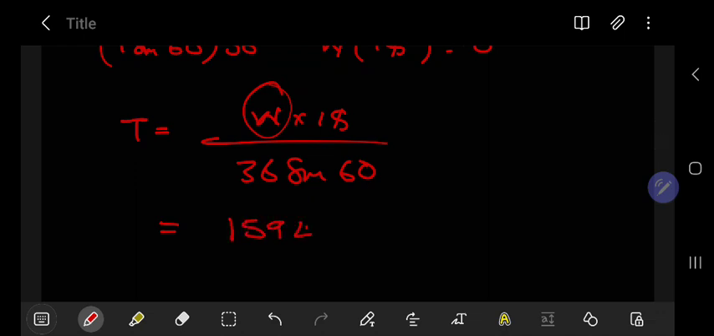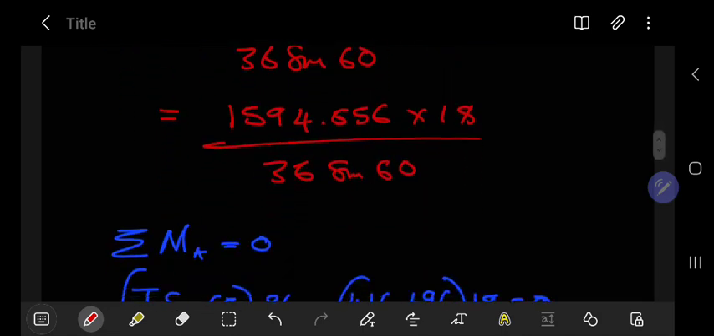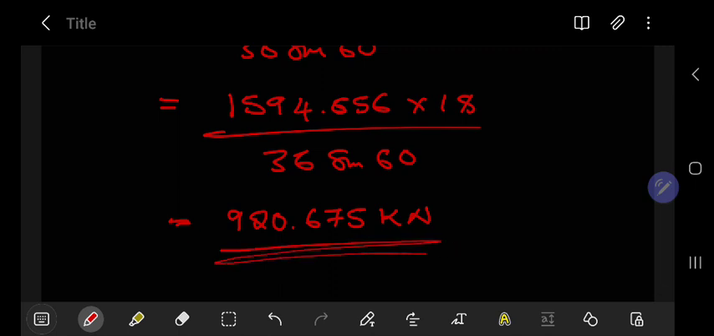So we have 1594.656 times 18 divided by 36 sine 60. Doing this, let's see what we get there. This gives 920.675. This will be kilonewtons. So this is what comes out as our tension T.